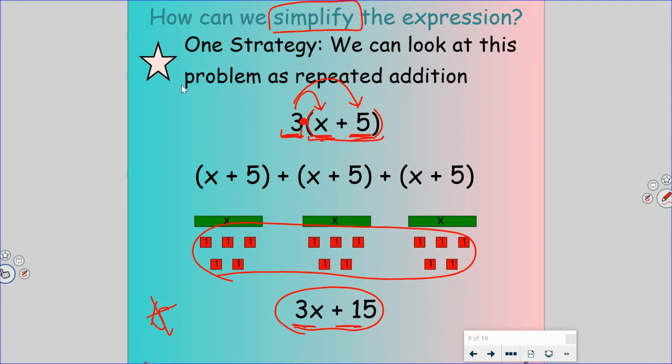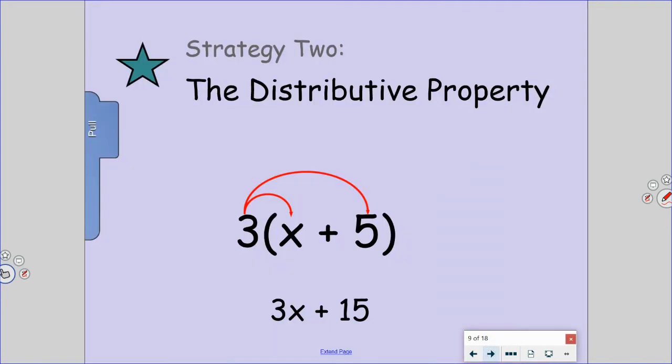3x plus 15, one of them is a missing number. One of them is not. One of them is a constant term. So that is as simple as it gets, ladies and gents.